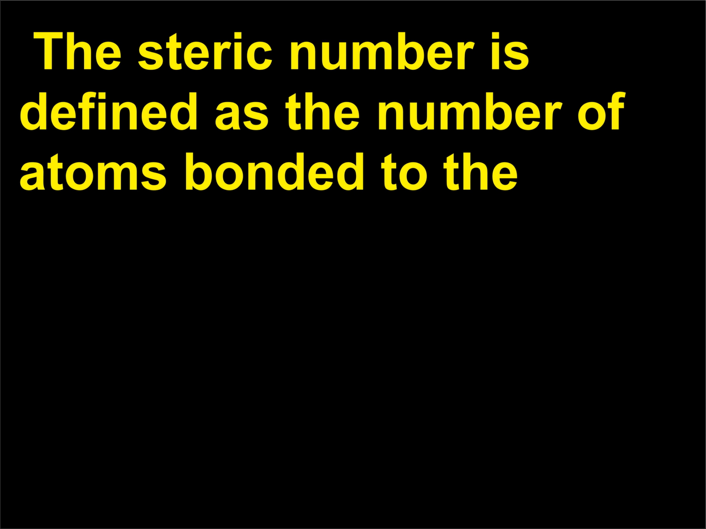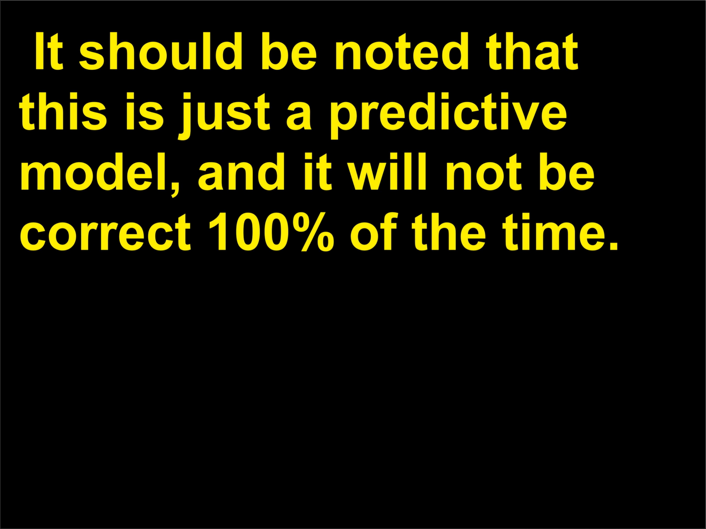The steric number is defined as the number of atoms bonded to the central atom plus the number of lone pairs of non-bonding electrons. Based on these two numbers, the table below predicts the bonding geometry that will be observed about a central atom. It should be noted that this is just a predictive model, and it will not be correct 100% of the time.